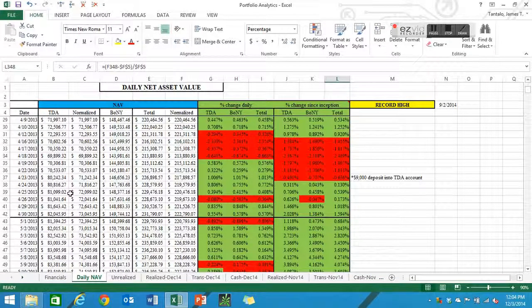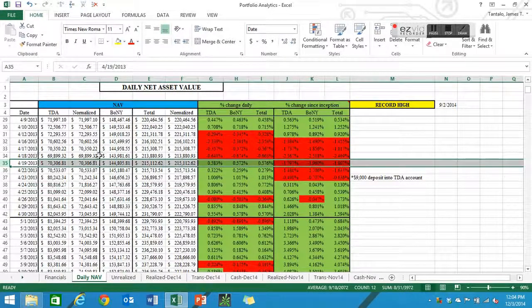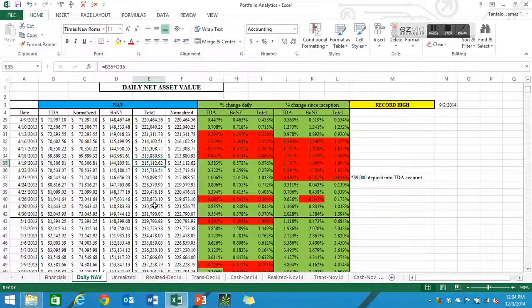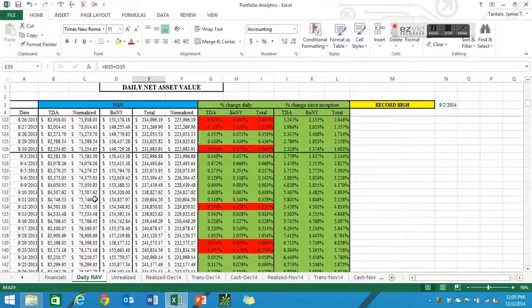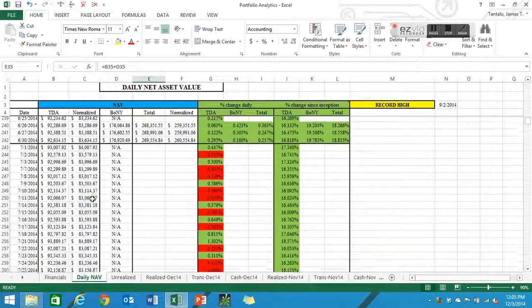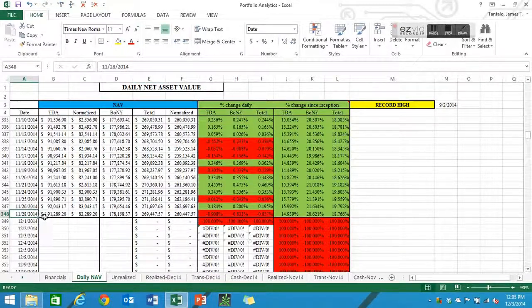So if I want to know what our portfolio value was on April 19th, 2013, I can go to row 35 and look at our total column and see that our portfolio is worth $215,000 on April 19th, 2013. And this tracks all the way through 2013, 2014, over to where we are today. So here's December 1st. That was the last day this was updated. So on November 28th, 2014, our portfolio value was almost $270,000.